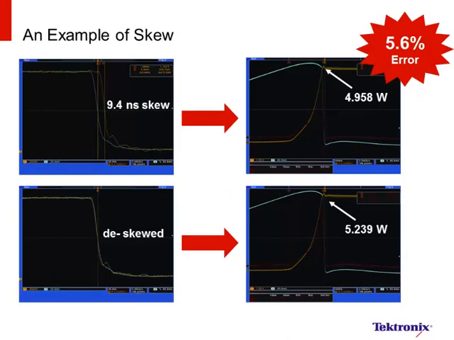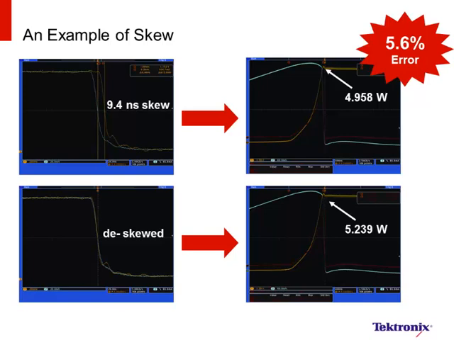Let's take a look at an example of how failing to de-skew your voltage and current probes will lead to measurement error. Here are a few screenshots that demonstrate the effects of skew. The top left screenshot shows a voltage and current waveform that are not time aligned. Once math is applied to multiply voltage and current, the next screenshot shows a result of 4.958 watts, which results in a 5.6% measurement error.